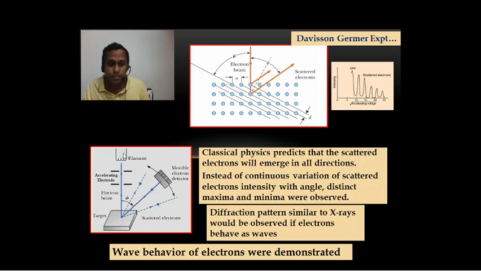So in this figure, there's a filament, an accelerating electrode, and a small slit. After that is the nickel crystal, which scatters the electrons. There's a mobile detector.